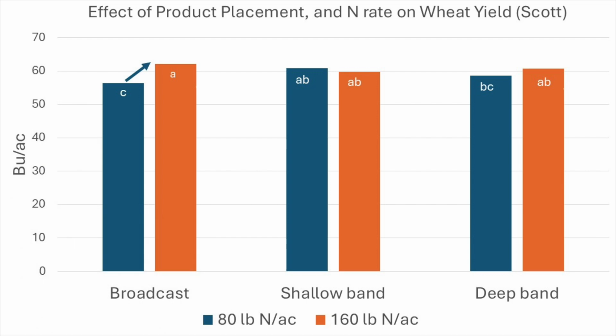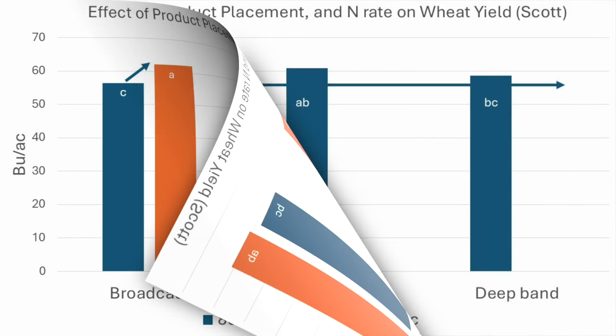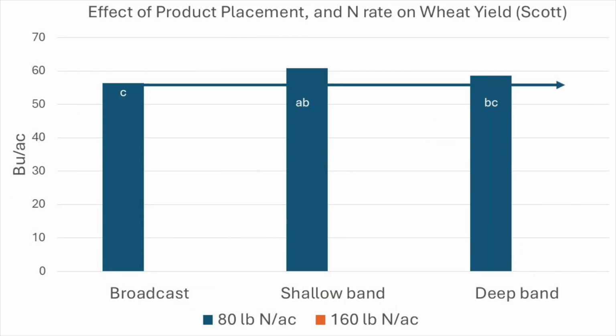Now at Scott, there was an interaction where yield only significantly responded to added nitrogen when it was broadcasted and not when banded. At first, this seems counterintuitive until you realize the yield at 80 pounds of nitrogen per acre is significantly lower when broadcasted compared to banded.